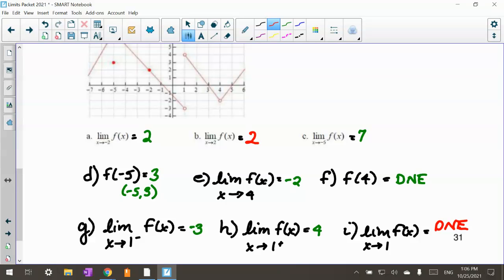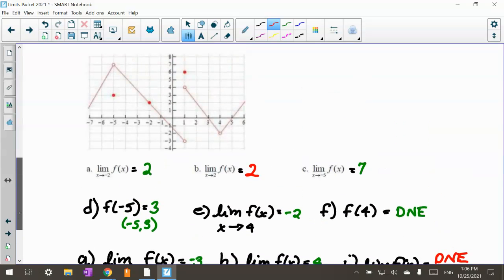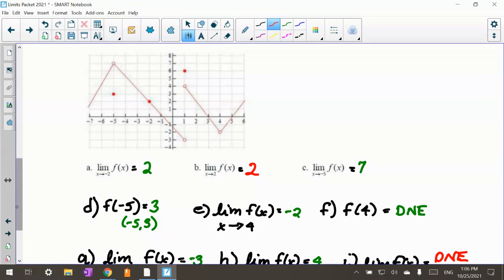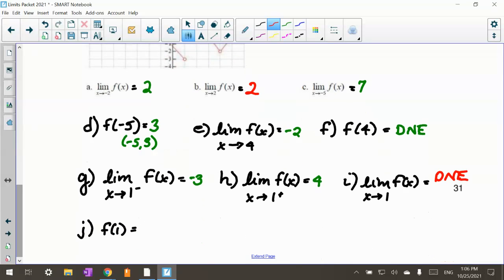And the last one they want me to do is f of 1. So when I do f of 1, the actual point is the point 1, 6. So f of 1 is 6. It's the point 1, 6. So go ahead and do that. I'm sorry about B. The answer is 2. I was looking at 1. I don't know why. So make sure that you fix that.